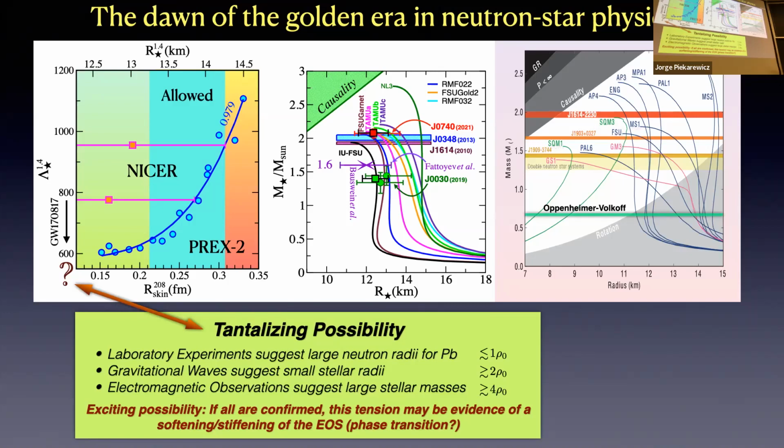We used to have one star here, now we have 3 stars in here. For this star, the most massive one, now we have a radius from NICER. And for the other one, which was around 1.4, we also have a radius from NICER. So now things are getting much more interesting because we're getting information both from the lab and from astrophysics to constrain the equation of state.